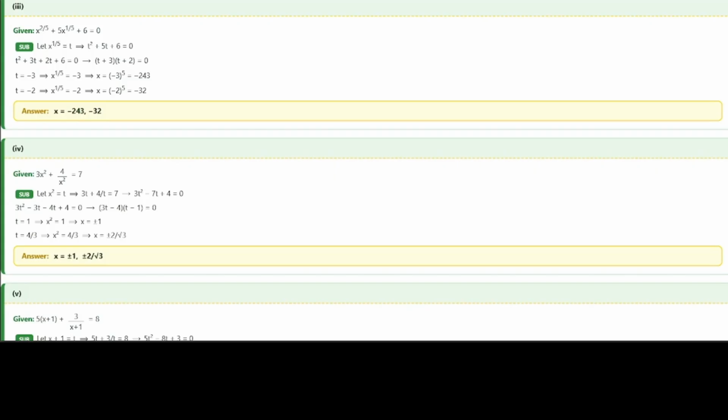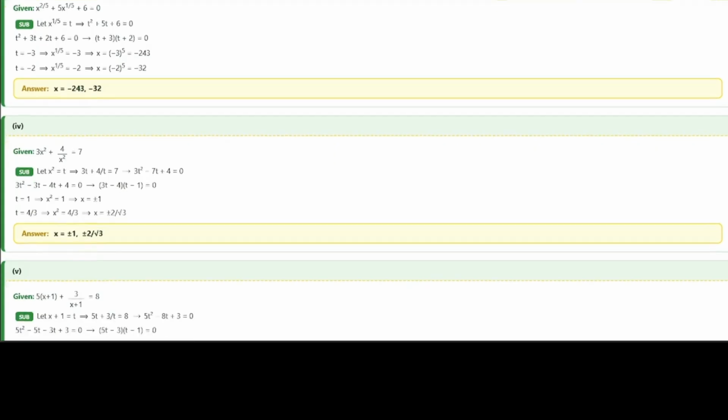Now we can place back the value of t, which was x power 1 by 5, and we have x power 1 by 5 is equal to negative 3. So x is equal to negative 3 whole power 5, which is simply negative 243. And x power 1 by 5 is equal to negative 2. Now negative 2 whole power 5 is equal to negative 32. So these are the two roots of x.